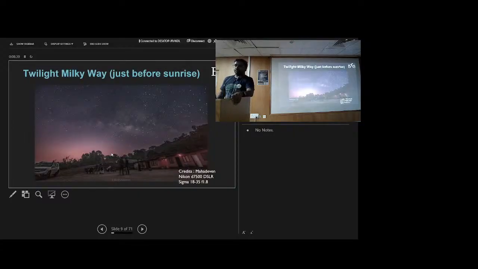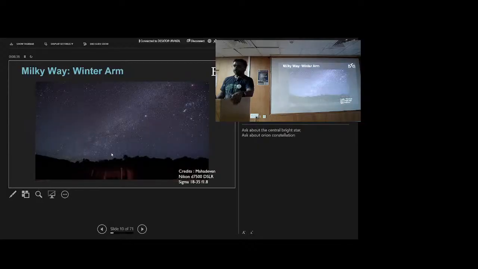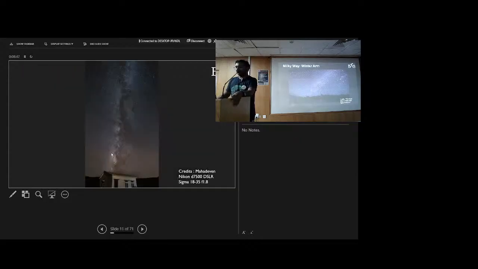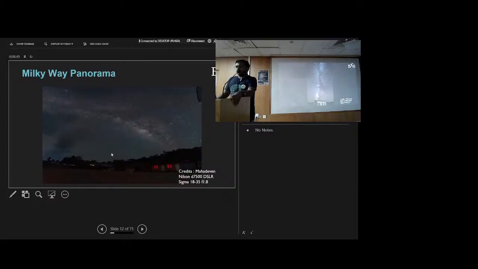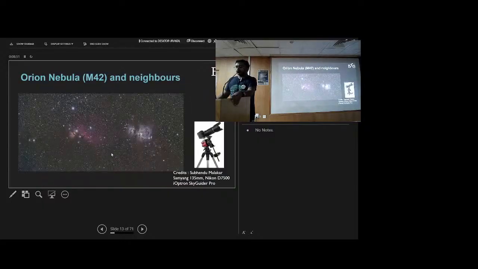Okay, this is another Milky Way image that was also taken by Mahadevan in Coorg. Mahadevan is a specialist. He always takes Milky Way images. That's why you see most of our Milky Way images are sourced from Mahadevan's repository. Different Milky Way images.